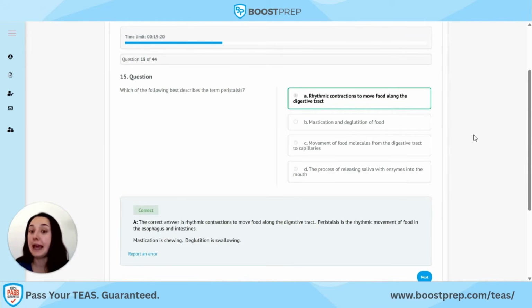The correct answer is A. Rhythmic contractions to move food along the digestive tract is the best way to describe peristalsis. Mastication means chewing, and deglutition is the act of swallowing.